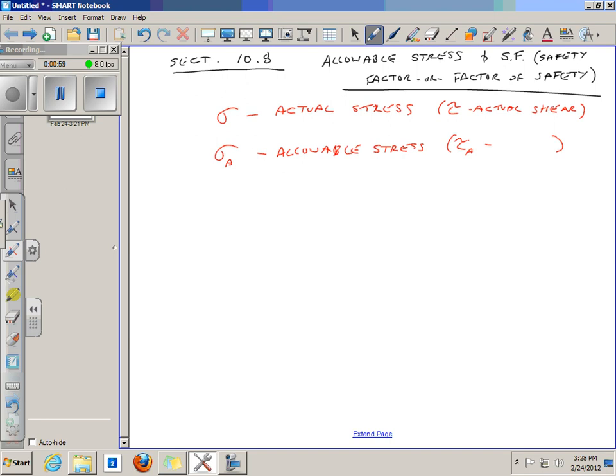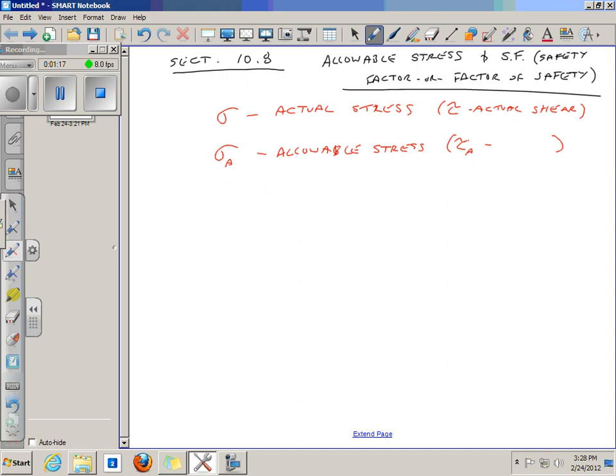All right, so let's talk about what allowable stress is. That's the most stress that a material can withstand and still be considered safe, under the loading conditions that you're applying, the forces that are acting on it.